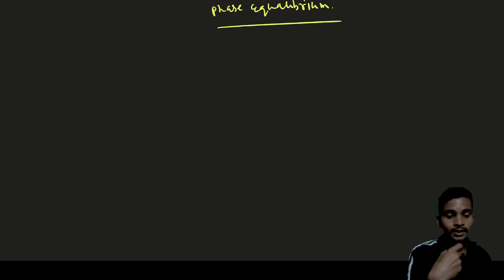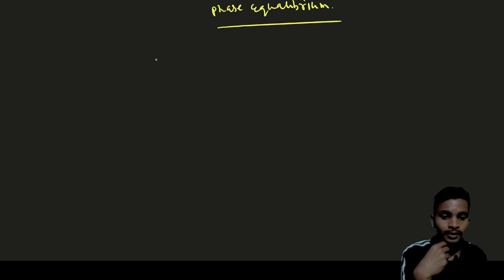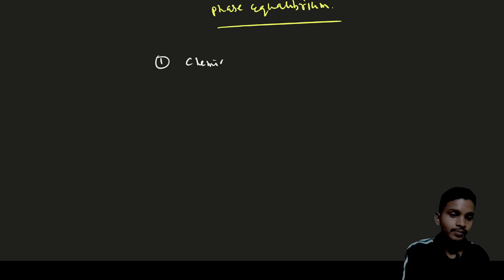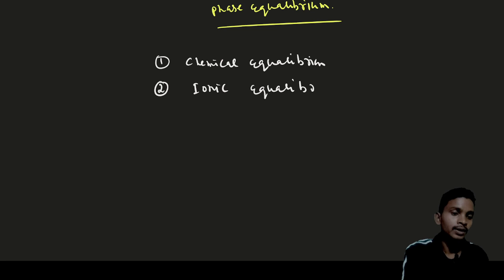Today's chapter is phase equilibrium. In the previous class we discussed the chapters chemical equilibrium, which we have already completed, and the chapter ionic equilibrium, which we also completed. So the third chapter we are going to start today is phase equilibrium.